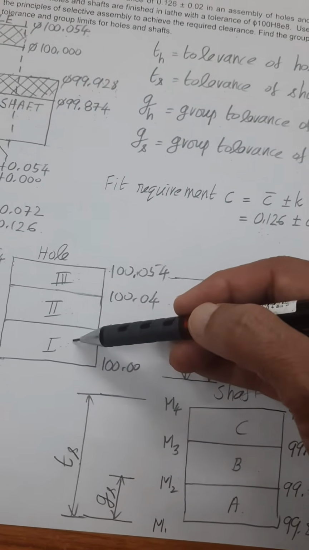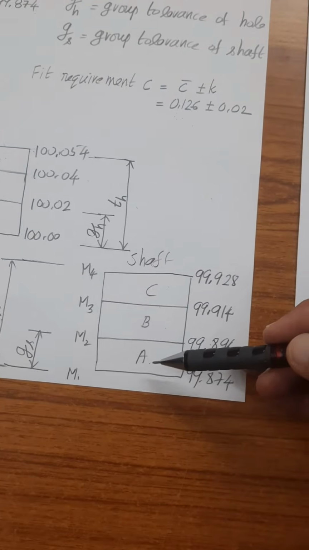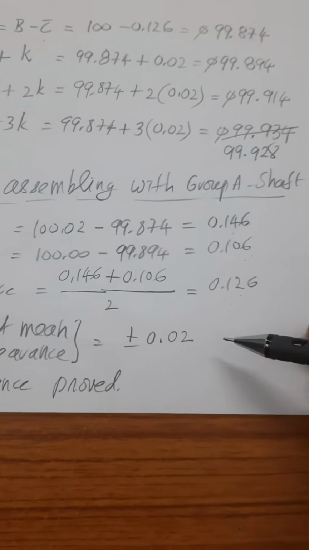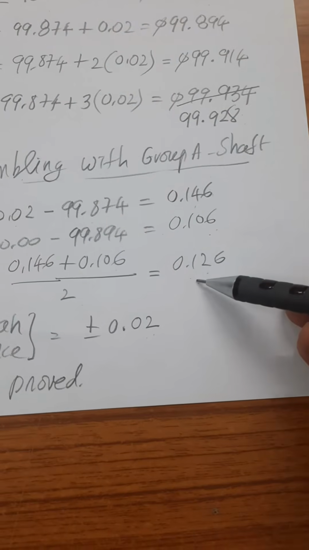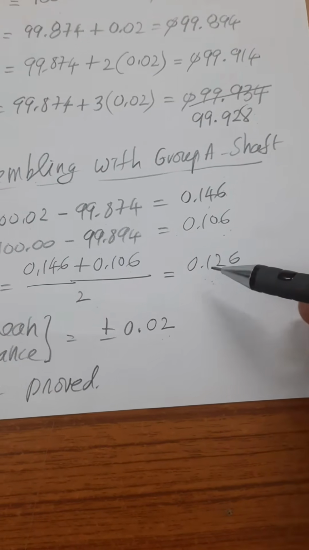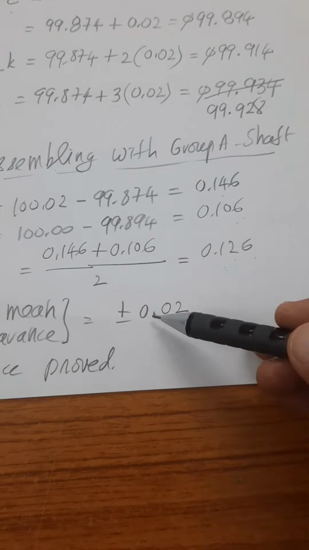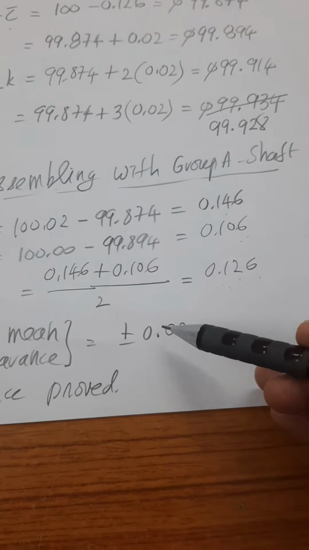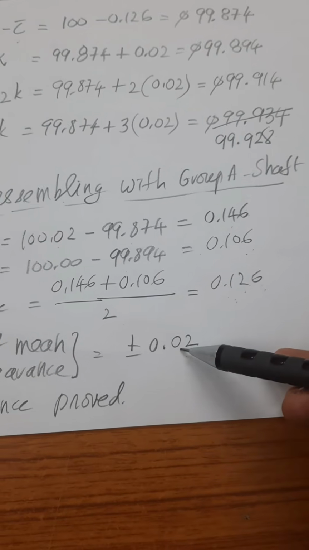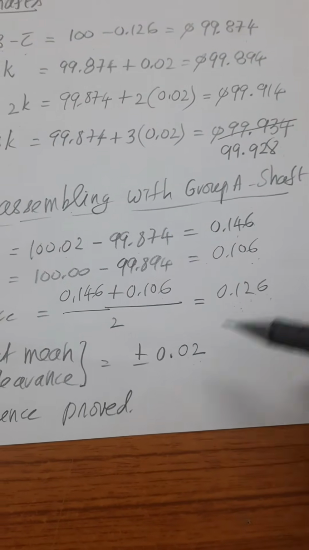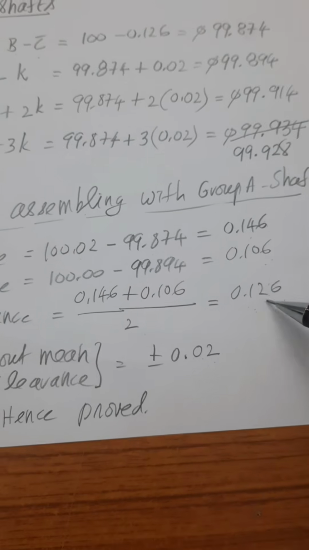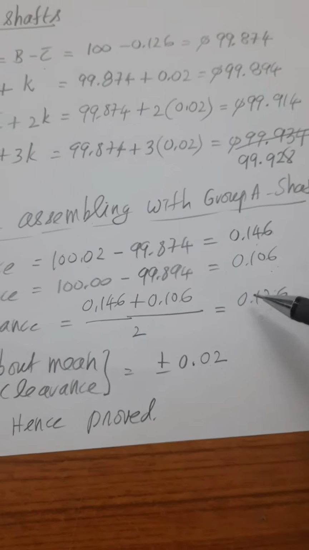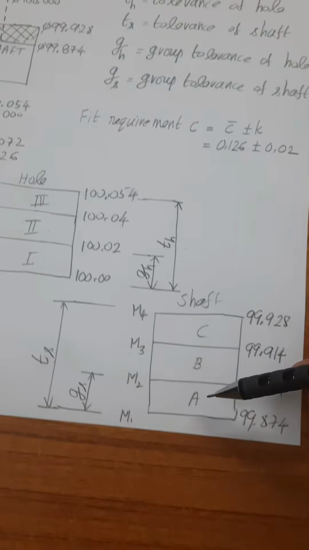So on assembling any hole from group 1 with any one shaft from group A, the clearance is found to be anywhere between 0.106 to 0.146. How did you get 0.126 plus or minus 0.02? 0.126 minus 0.02 is 0.106. 0.126 plus 0.02 is 0.146. So the required clearance is met by grouping the holes and grouping the shafts.